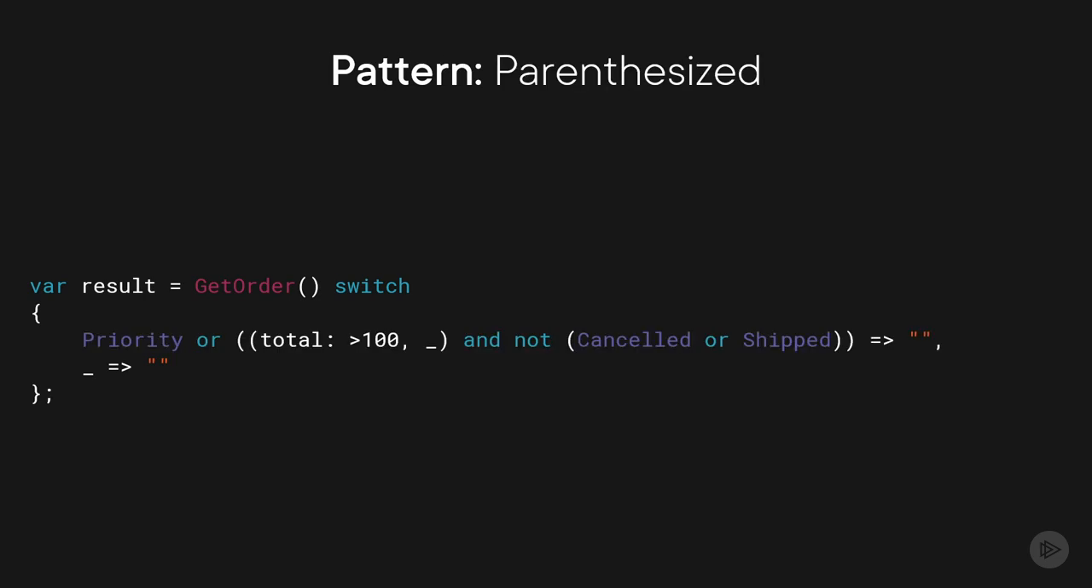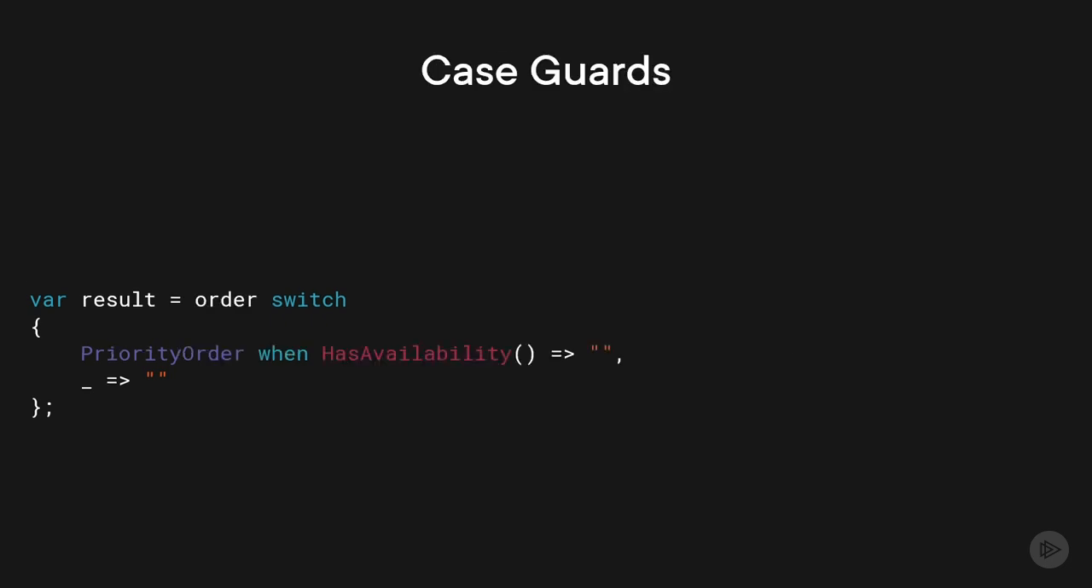Finally, the parenthesized pattern allows you to group different patterns. You could define that a type is not one or the other. The patterns can be used in combination with case guards. In cases where you'd want to check, for example, the type, and then validate that a method returned a certain value. You could then do this using a case guard.